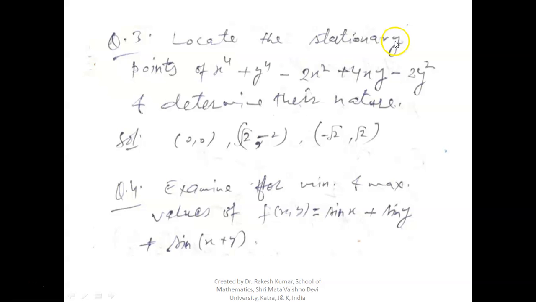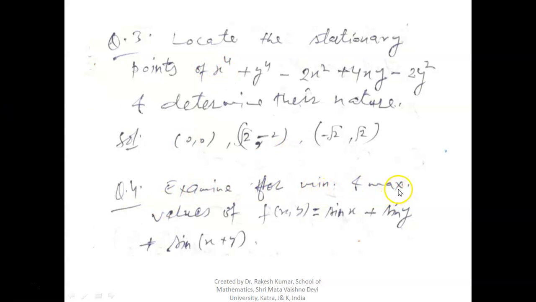Locate the question number 3. Locate the stationary points of x raised to power 4 plus y to power 4 minus 2x square plus 4xy minus 2y square and determine their nature. So in a similar way you will proceed, and these will be the stationary points and you can check the nature. Again, next question, question number 4.